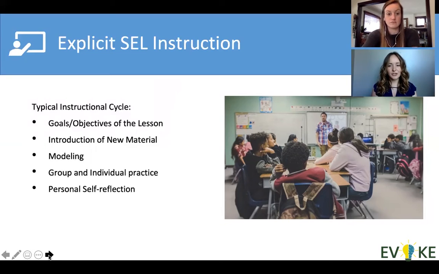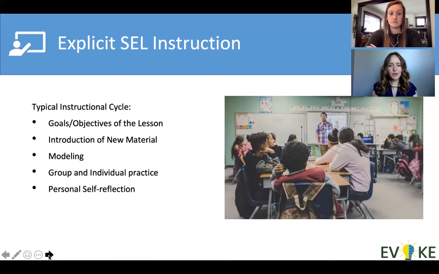And then you introduce the new material to the students and have a discussion or teach it to them however you decide. And then you normally give examples through modeling. Maybe you model the behavior or the skill to the students, or you have another student model it. And then it's really important that the students have an opportunity to practice it individually or as a group.